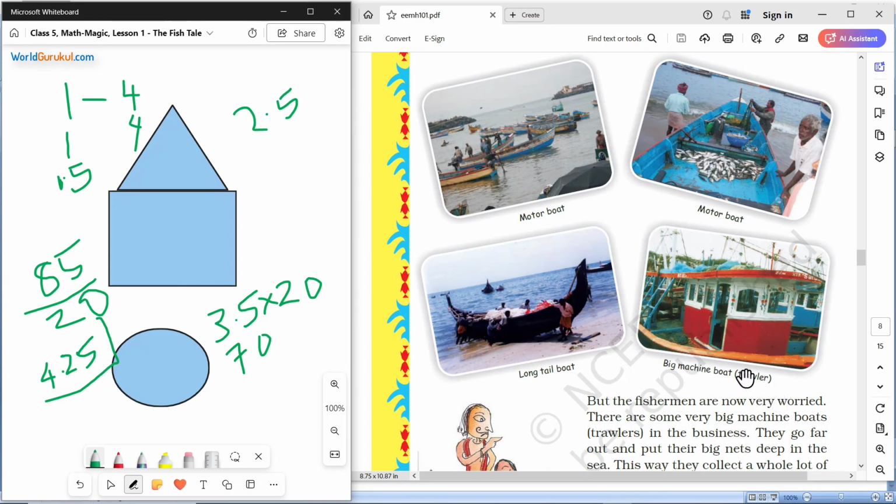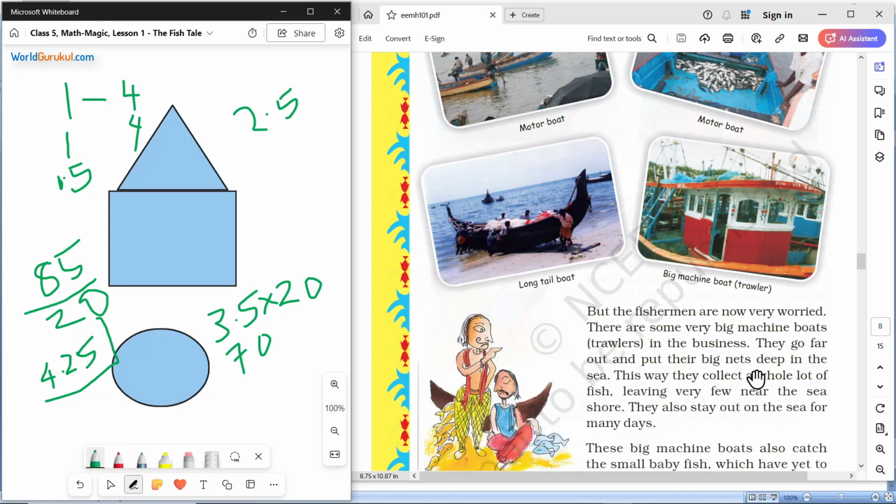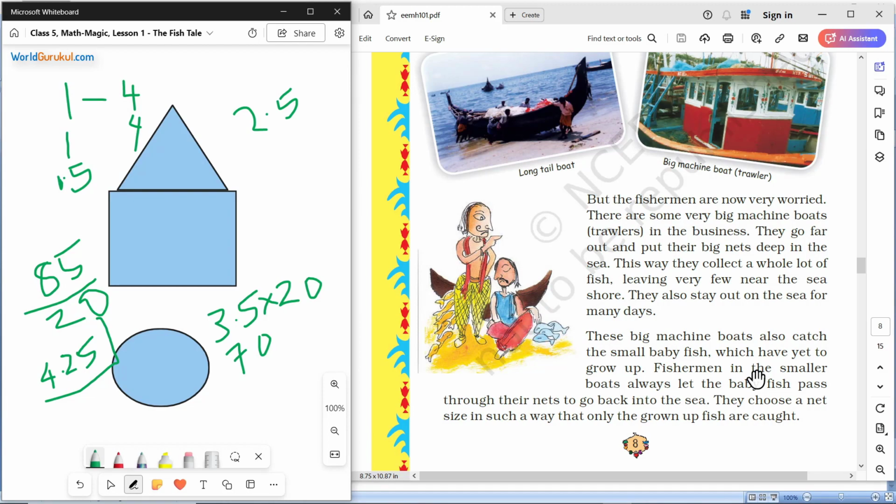This is even bigger. This is called a trawler, a big machine boat. They have a small room here and they may have freezers as well to store the fish. These trawlers are used to do deep sea fishing. So they may take more than 2 days, 3 days, or sometimes more than a week as well to come back to the shore. Whatever they catch, they will put it in the deep freezer so that the fish won't get spoiled. The cold storage is an important thing that is associated with this fishing industry.